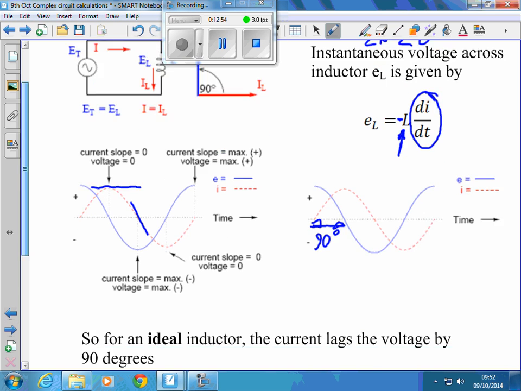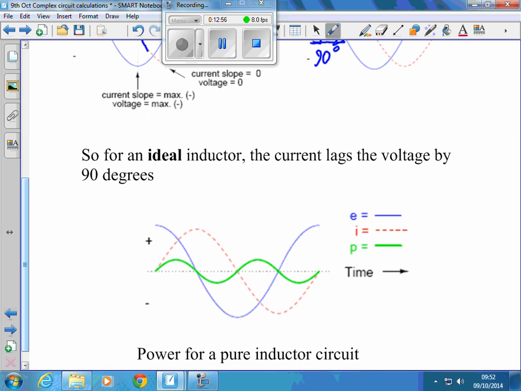So that's what's happening. For an ideal inductor, the current lags the voltage by 90 degrees. Equally, we could say the voltage leads the current by 90 degrees. If we look at the power in such a circuit, what we get is a positive half cycle here and a negative one there, then a positive and then a negative.